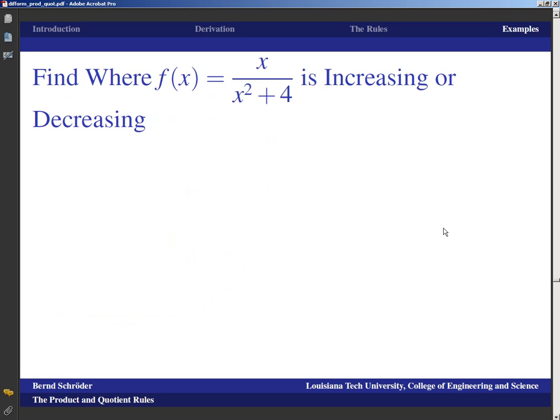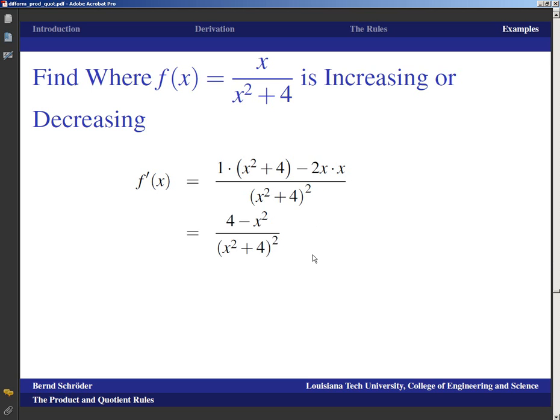Okay, we can also, by using calculus, determine where a function is increasing or decreasing, and with this being a rational function, we will need the quotient rule. So the derivative is, well, derivative of the numerator, 1 times the denominator, x squared plus 4 as a quantity, minus derivative of the denominator, 2x, times the numerator, x, divided by denominator, x squared plus 4 quantity squared. Okay, and that we just simplify, right? We get x squared minus 2x squared, that should be minus x squared, so 4 minus x squared over x squared plus 4 quantity squared, right?